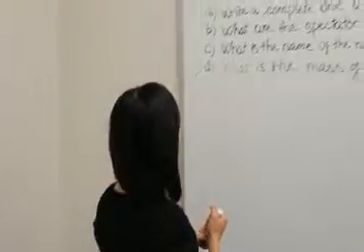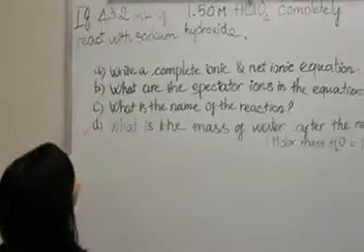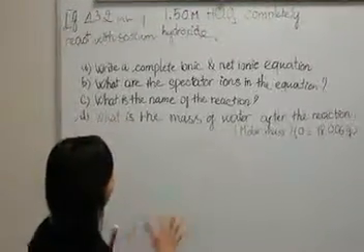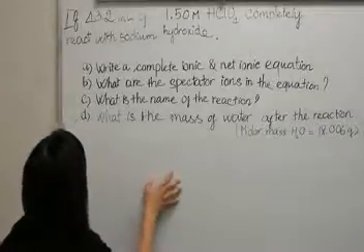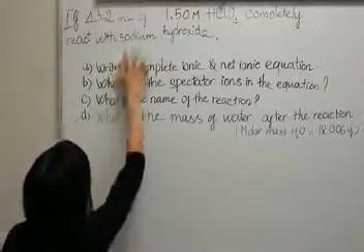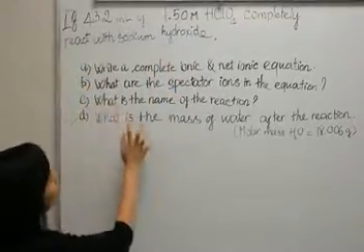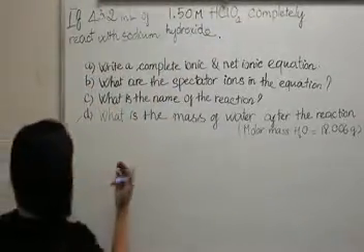The problem that I have is: if 43.2 milliliters of 1.5 molar acid completely react with sodium hydroxide. Question A: write the complete ionic and net ionic equations.